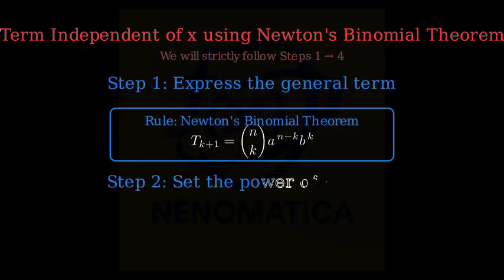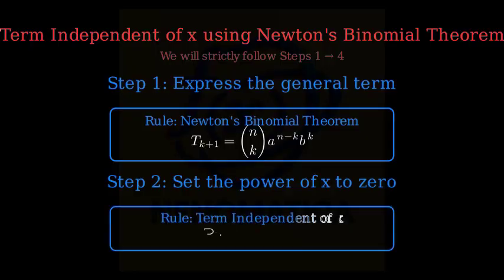Step 2. Set the power of x to 0 to find the constant term. We identify the power of x inside the general term and enforce that it equals 0. Power of x equals 0.